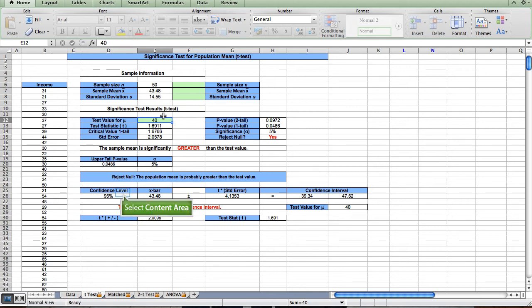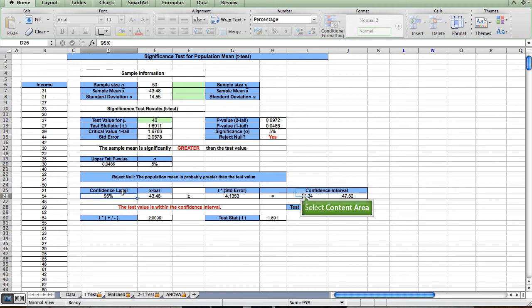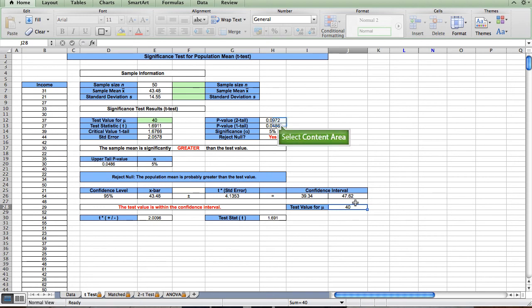However, this result is not particularly strong. Interpreting the confidence interval is the last thing that I'll show for the one sample t-test. I am 95% confident that the population mean income is somewhere between $39,340 and $47,620. This interval does in fact contain 40,000, which is sort of like saying I'm 95% confident that the population mean mu could be 40,000.